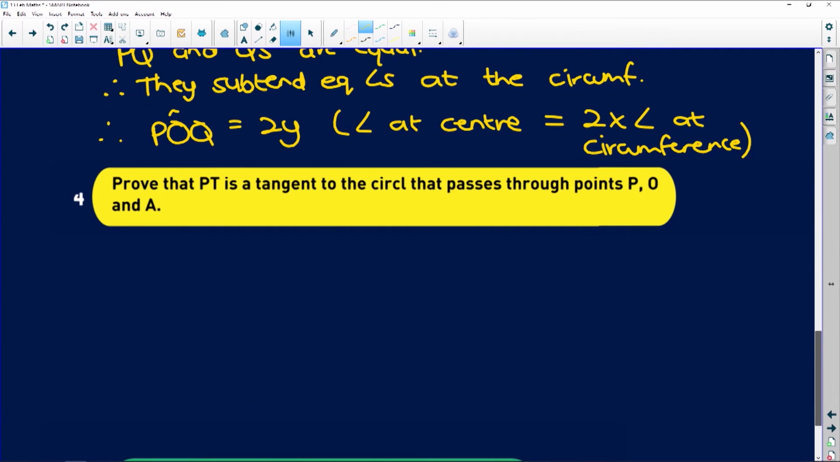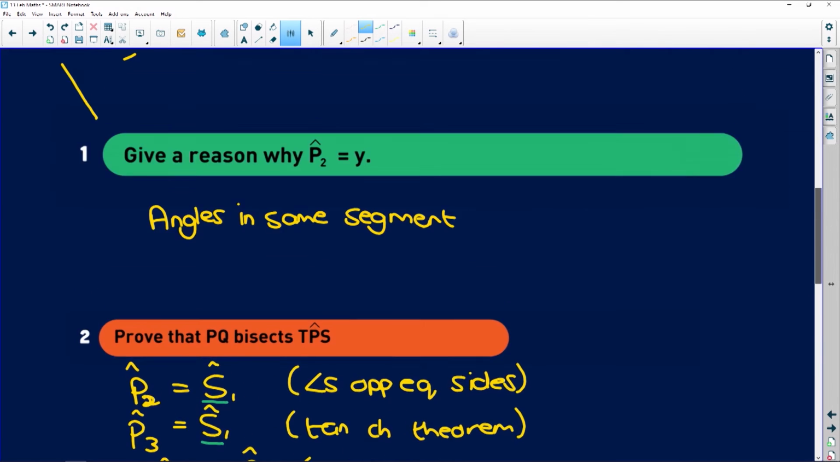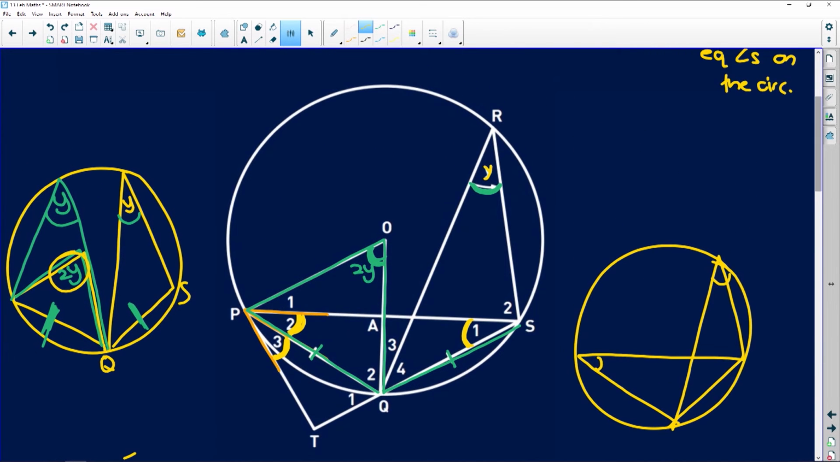It says, prove that PT is a tangent to the circle that passes through points P, O, and A. Okay, this is where they tell you to use your imagination. So if I get a circle going, the circle that goes through P, O, and A, you need to imagine that there's this circle over here. It goes through points P, O, and A. And now you're trying to prove that this line PT is also a tangent to that circle. Okay, so how do we do that?